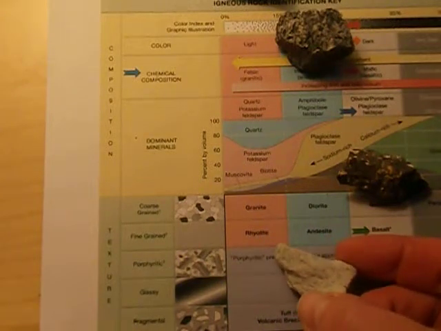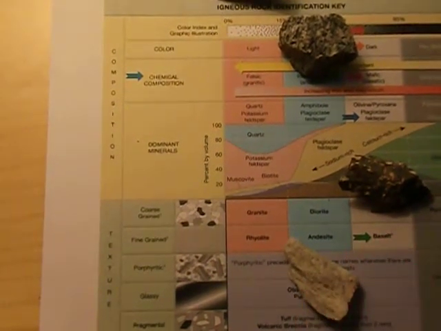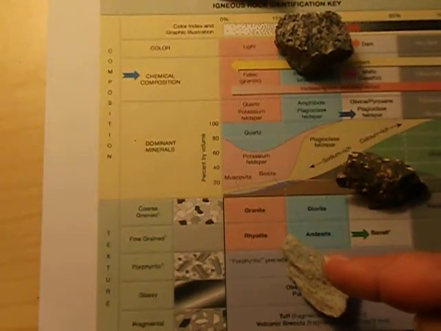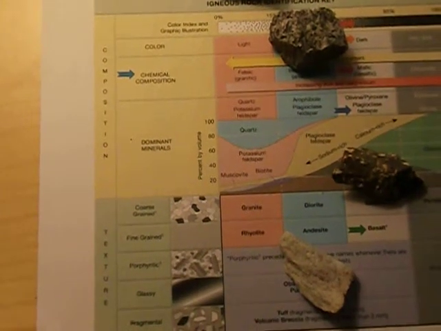So good luck. The basic technique is to identify your igneous rock by color, and then make sure you move down a particular column to identify all of its characteristics.